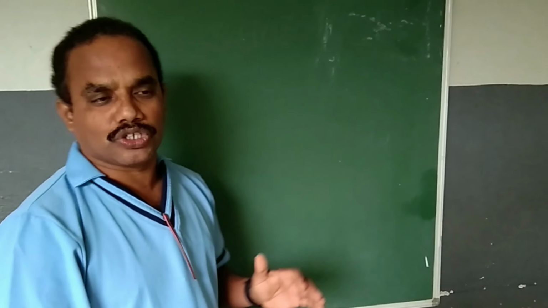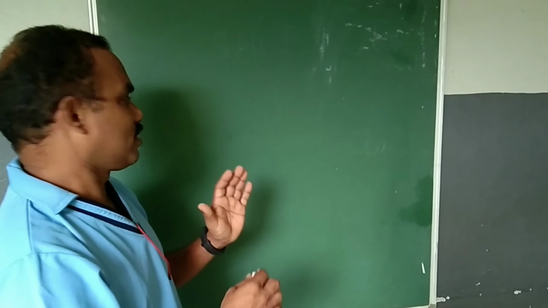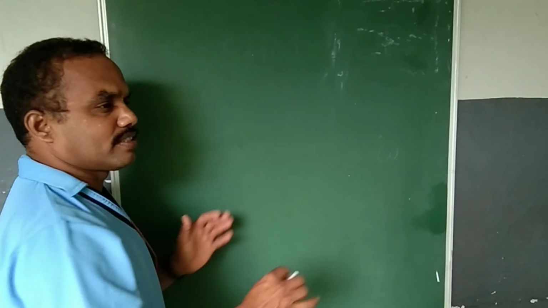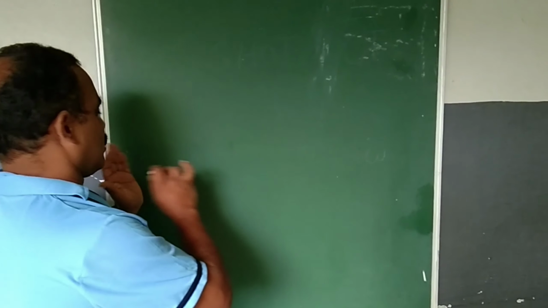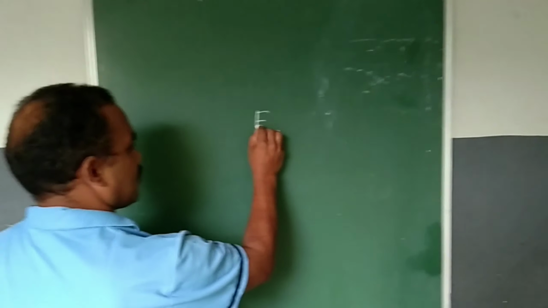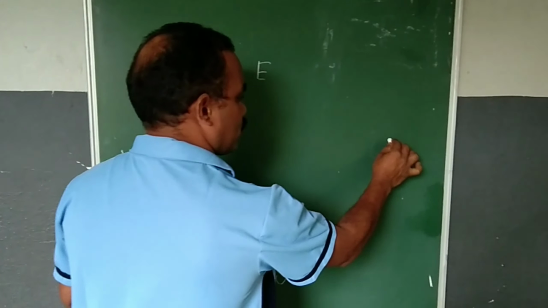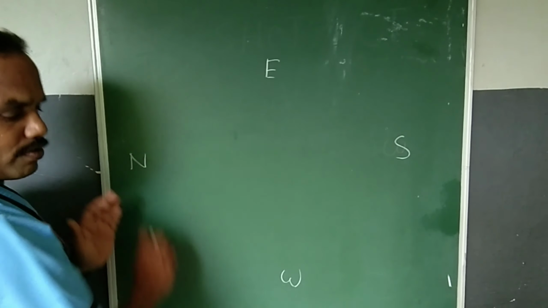Whenever you go to the ground, first we have to see the directions: east, west, north and south. Always the shot put diagram should be north to south. So either towards this side or this side, you have to draw that.